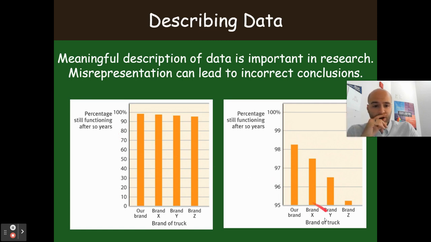But if you are our brand and your goal is to make your truck brand look significantly improved over the competition, you might only present it on a 5 percentage point scale. And that makes things look drastically different, right? Even though there is only about a 3% difference in cars or trucks still functioning after 10 years, the way that this data is represented makes it look drastically different.